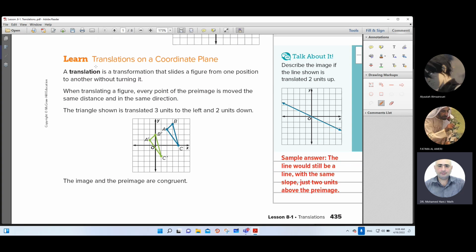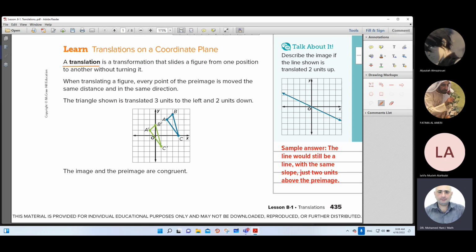The second idea, translations on a coordinate plane. What's the meaning of a translation? A translation is a transformation that slides a figure from one position to another without turning it. When translating a figure, every point of the pre-image is moved the same distance and in the same direction.